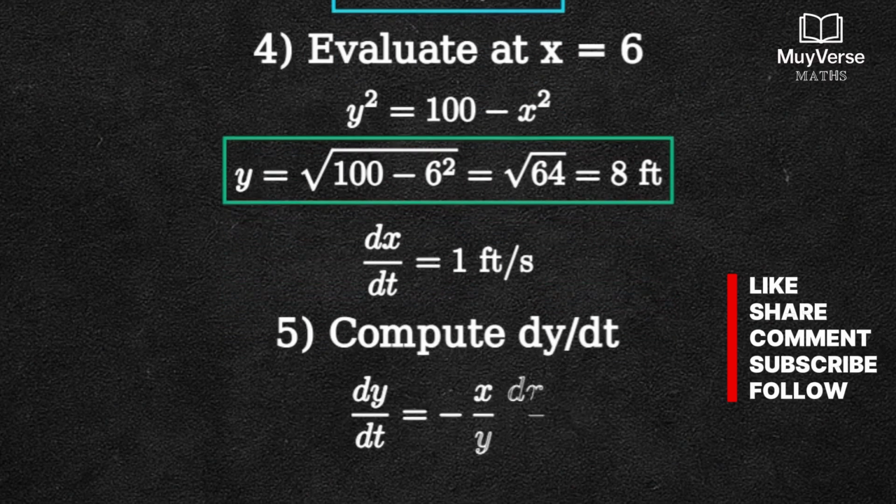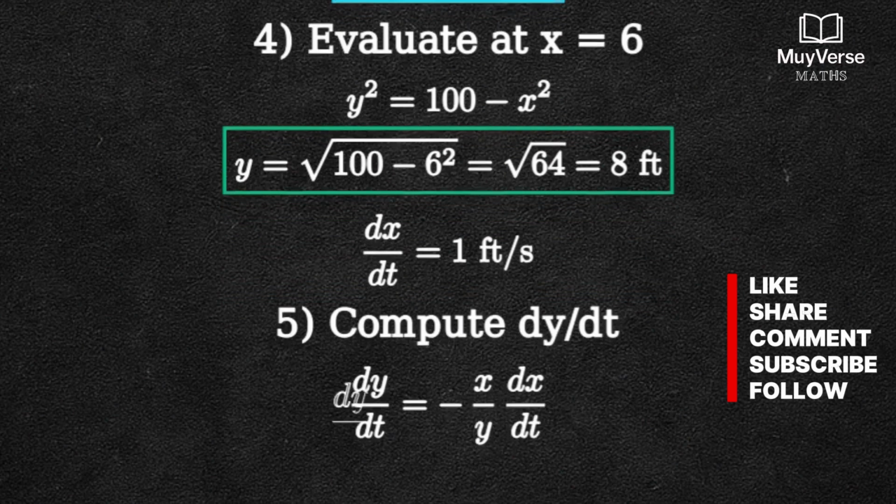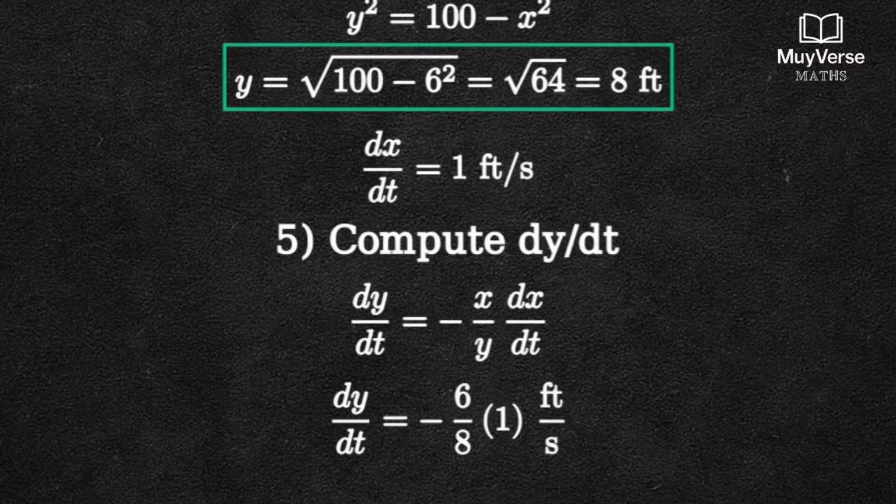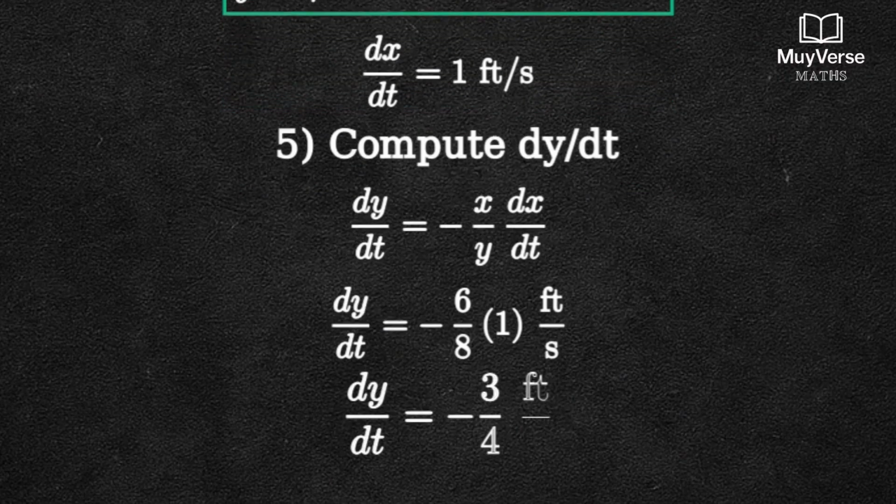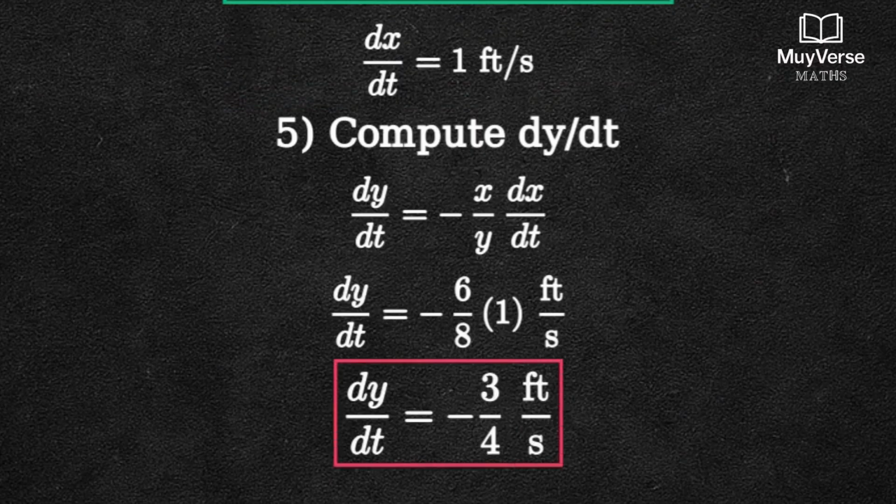dy by dt equals negative x over y times dx by dt. Substitute x equals 6, y equals 8, and dx by dt equals 1. This equals negative 6 over 8, which is negative 3/4 feet per second. The negative sign tells us the top is moving down.